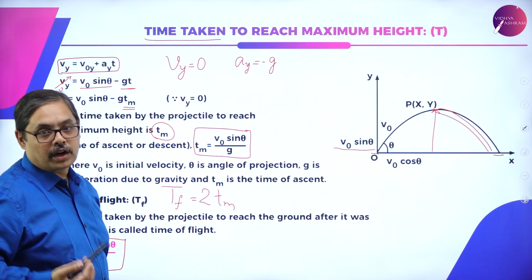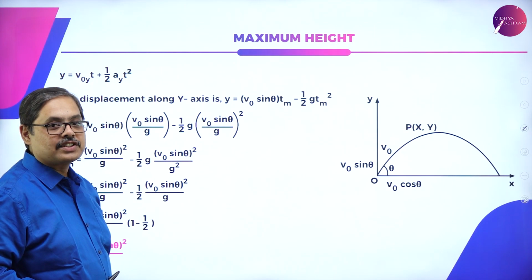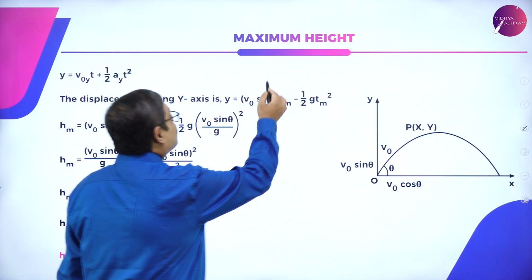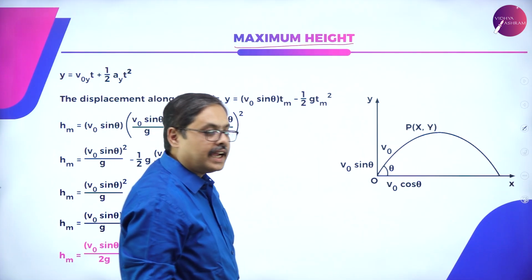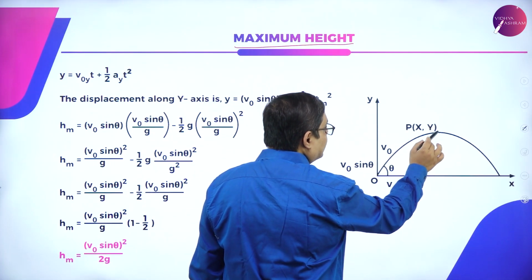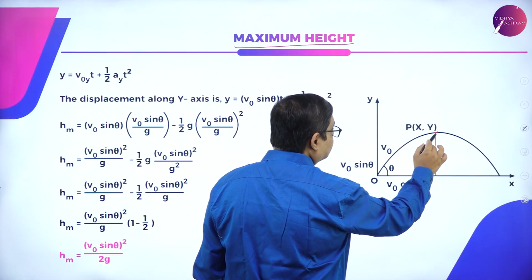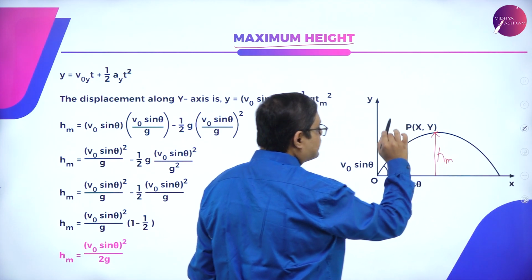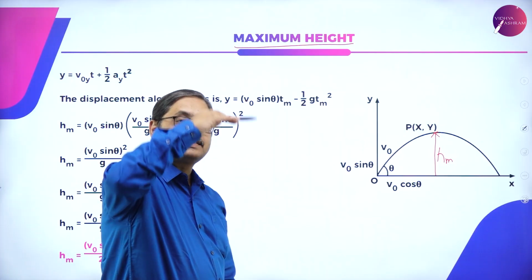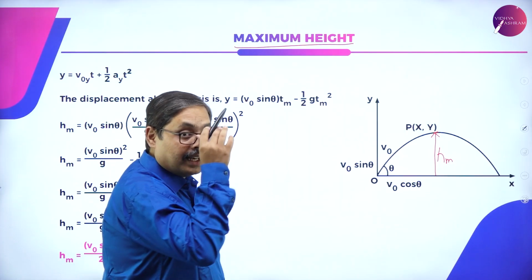We have got a few more expressions to be obtained. Let us check what is the next one. The next one is the expression for maximum height. We have seen that at a time t, the projectile reaches a maximum height. I can call it hm. I have to find out what is that height reached by the projectile.